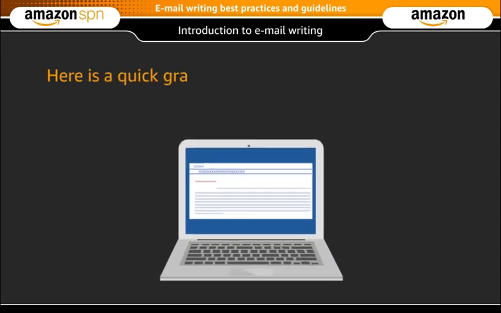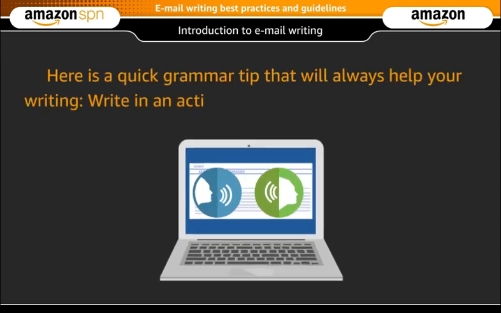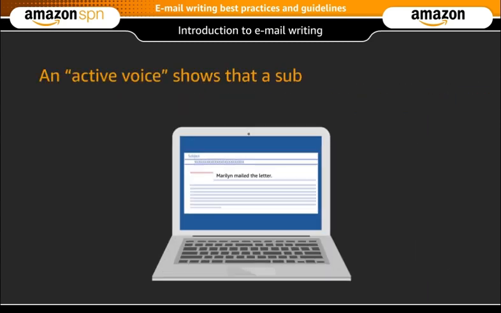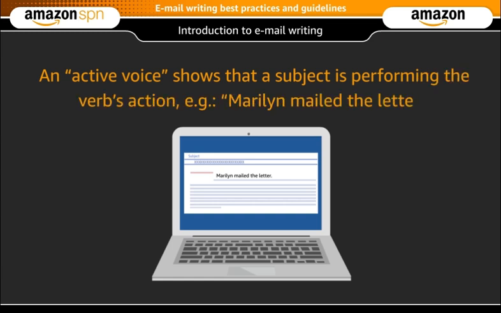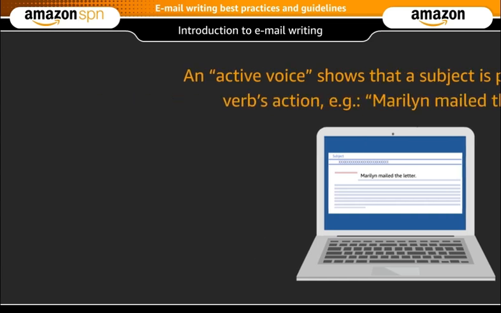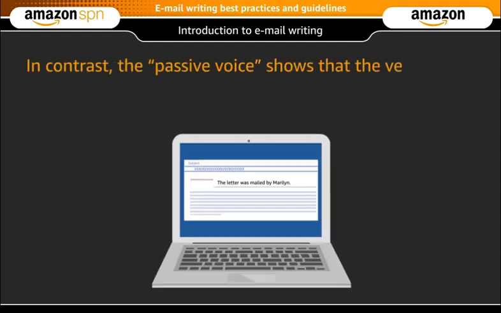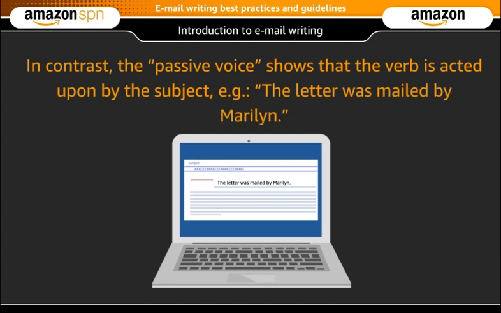Here is a quick grammar tip that will always help your writing. Write in an active voice and avoid the passive voice. An active voice shows that a subject is performing the verb's action. Example, Marilyn mailed the letter. In contrast, the passive voice shows that the verb is acted upon by the subject. Example, the letter was mailed by Marilyn.